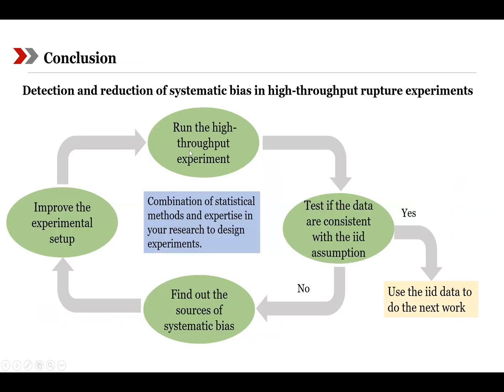This work provides a procedure to improve the quality of data in a high-throughput experiment. Run the high-throughput experiment and use statistical methods to test if the data are consistent with the IID assumption, and find out a source of the systematic bias, improve the experimental setup, and iterate.